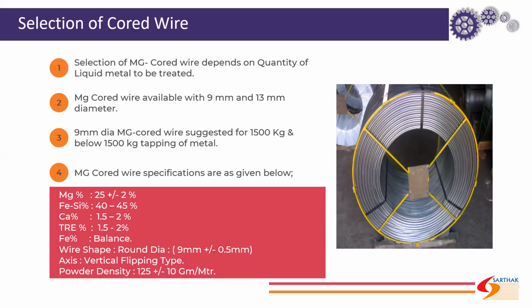This is a special example of magnesium cored wire spec: magnesium 25 plus or minus 2%, ferrosilicon 40 to 45%, calcium 1.5 to 2%, RE 1.5 to 2%, and Fe balance. Wire shape round, 9 plus or minus 0.5 mm. Vertical folding type. Powder density comes to 125 gram plus or minus 10 gram.